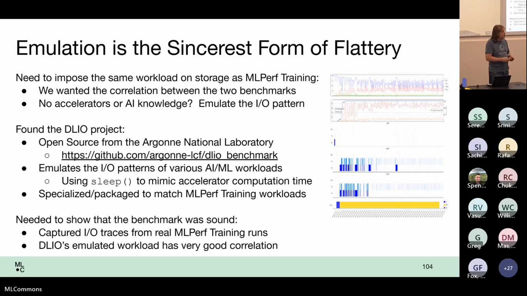It's an open source project written by Hui Ho. He's the primary author at Argonne National Lab. And so it generates a synthetic data set. It's all random data at this point, so that compression and dedupe in the storage system don't give those vendors an advantage. But it has the same statistical characteristics as the actual data sets stored on storage.